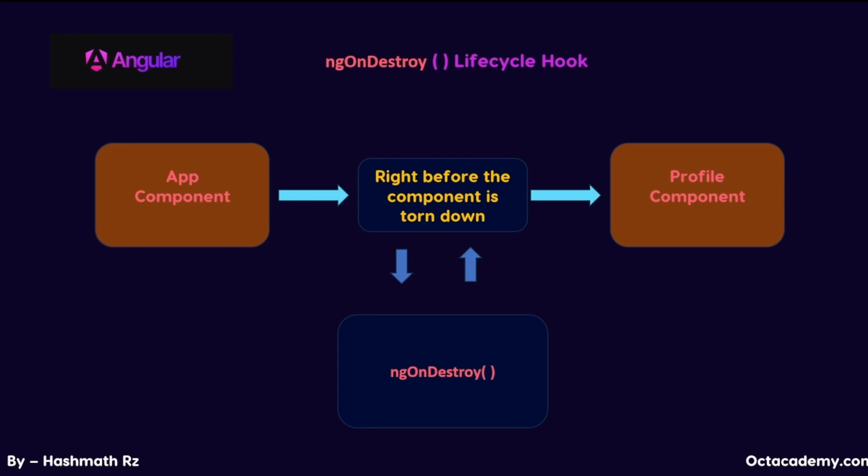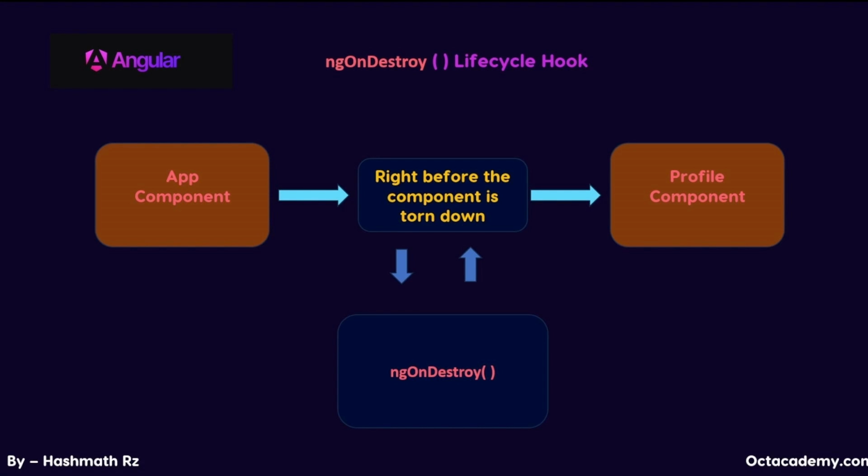When you are done using a room, you make sure everything is turned off, packed up, and nothing is left behind before you leave. Hope you guys got the idea. Alright guys, so ngOnDestroy is triggered just before Angular removes the component from the DOM. This typically happens when you navigate away from a view or if you manually destroy a component programmatically. Since it's called right before the component is torn down, it's the perfect place to handle any cleanup tasks that prevent memory leaks and other potential issues.